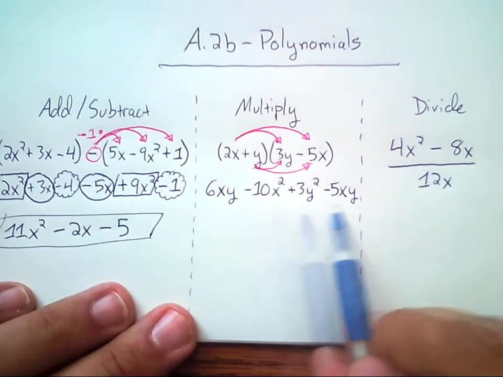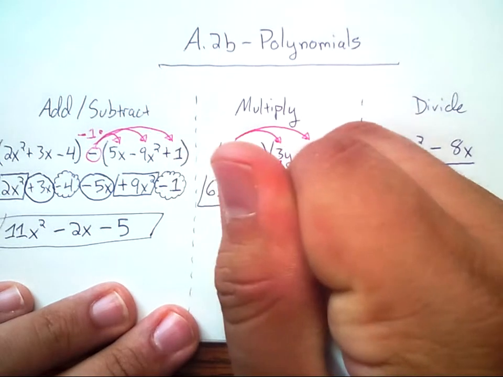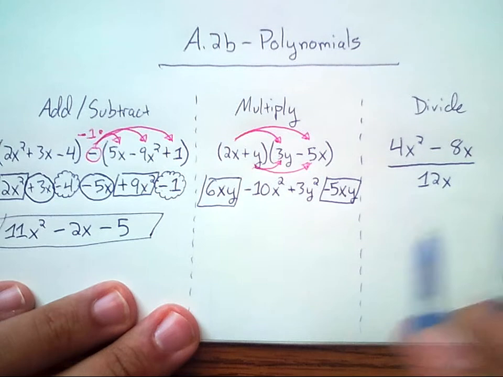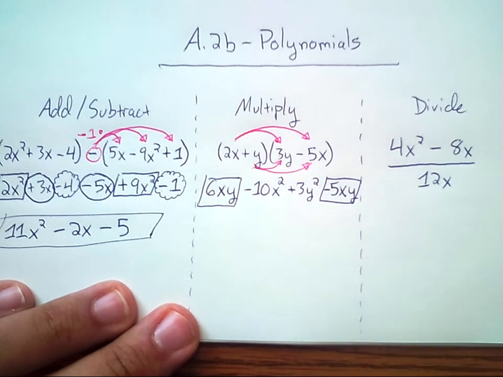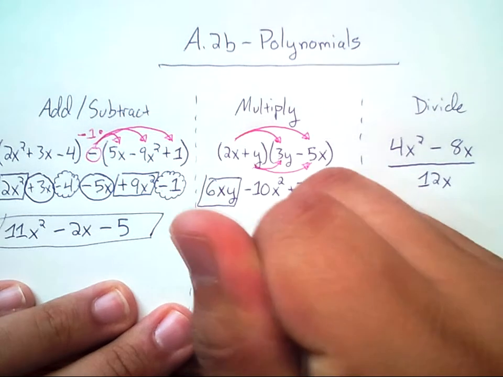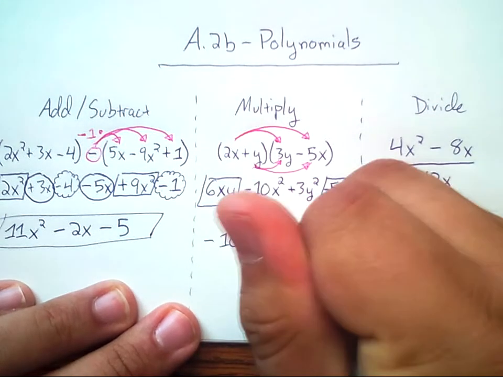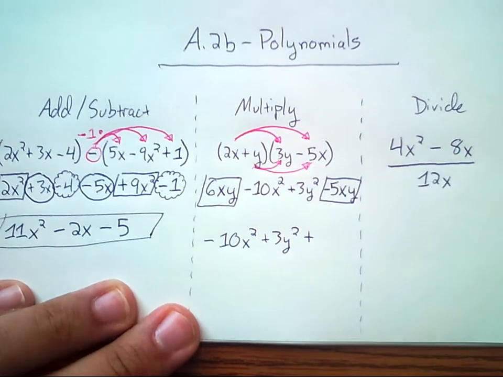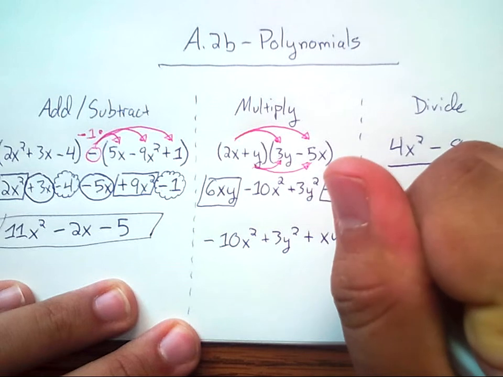There is one extra step we can do, and it actually involves adding and subtracting. We can put together 6xy along with negative 5xy. And since we're just adding or subtracting, we just do 6 minus 5, which is 1. So our answer, I'm going to start with negative 10x squared plus 3y squared plus, I'm not going to write the 1 because I don't actually have to. So I'm just going to put xy.